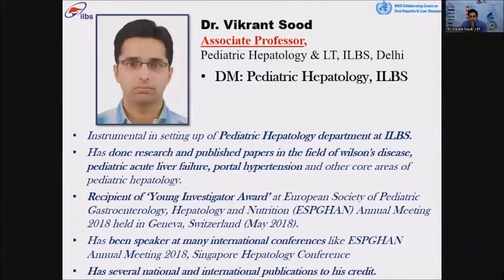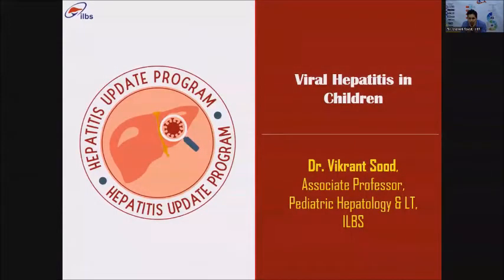So the topic given to me today is viral hepatitis in children. What we'll do is divide it into two groups. One would be acute viral hepatitis. That means you have an acute infection and it gets resolved on its own, spontaneously or with some treatment. And second would be chronic viral hepatitis.